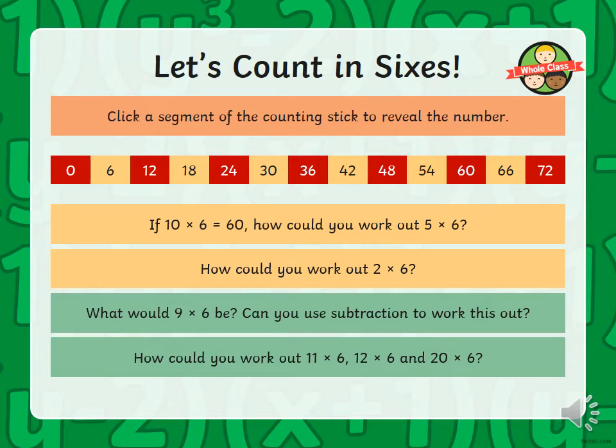I know you guys know 1 times 6, 2 times 6, 3 times 6, and you can count up in your 6s as you can see it up there. So 0, 6, 12, 18, 24, 30, 36, 42, 48, 54, 60, 66, 72. That's your 0 to 12 times table. I want you to answer the following 4 questions on your piece of paper.